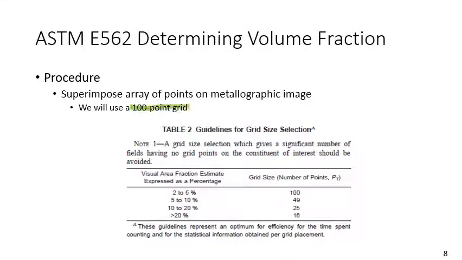We're going to use a 100-point grid in our standard procedures, and I believe that's a good approach from Table 2, the guidelines from ASTM E562, because for our line pipe steels, the amount of second phase will range widely from about 0% up to 50%. If we look at the table, if you expect greater than 20% second phase, then you can use a grid with fewer points to evaluate. But if you think you'll have a low amount of second phase, to catch those few points of second phase, you need a larger number of points in your grid.